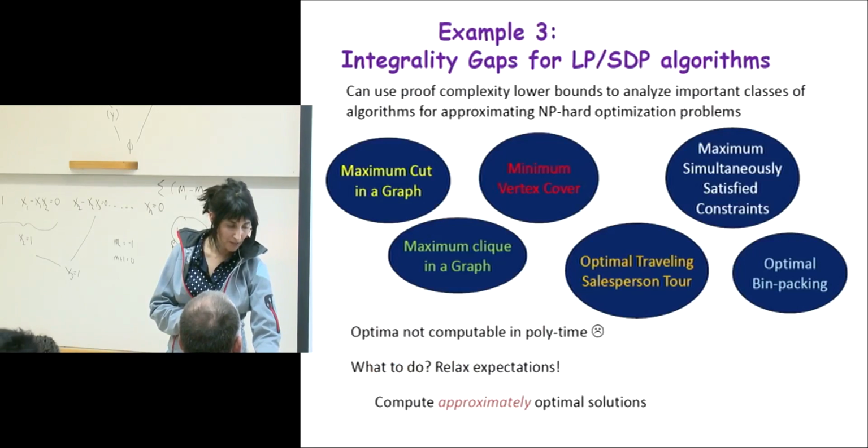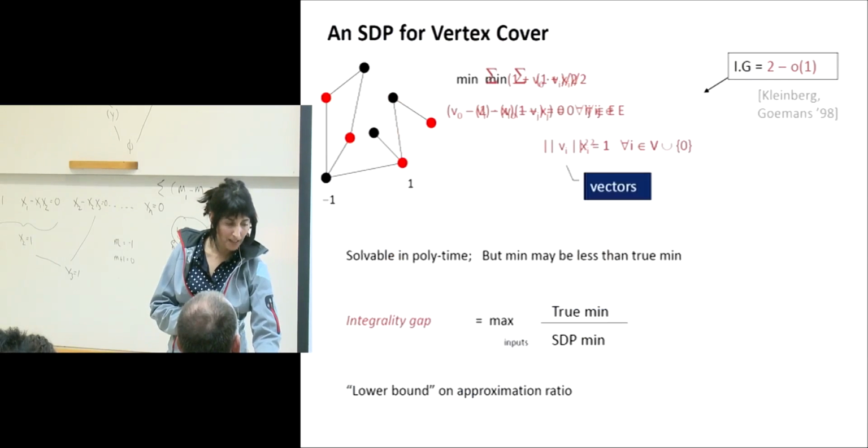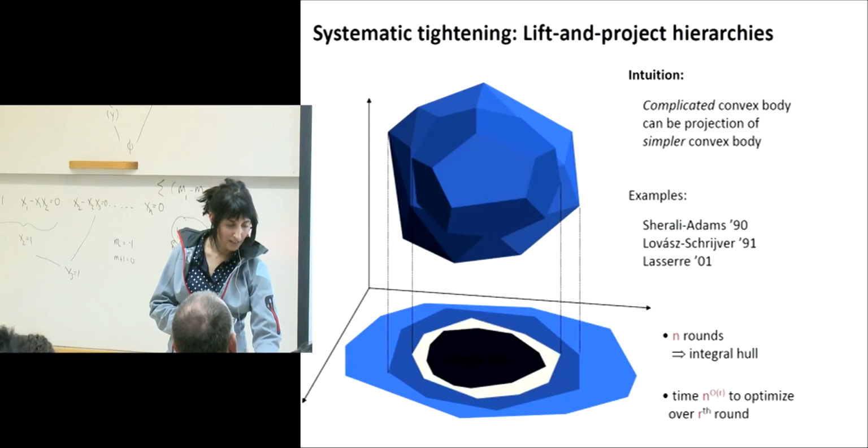I'm going to skip the slides, but there's a very strong connection between proving integrality gaps for LP and SDP algorithms for NP-hard functions and proving lower bounds for SOS and corresponding semi-algebraic proof systems. Sorry, this is a lot of slides here. I'm going to just skip over all these.